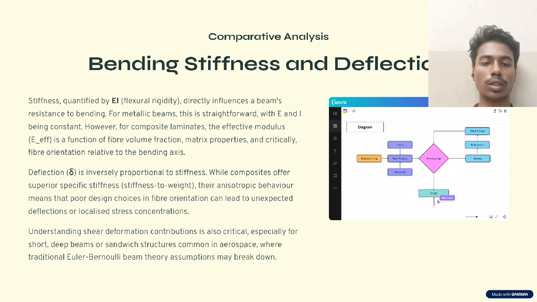Deflection is inversely proportional to the stiffness. Composites generally provide better specific stiffness, that is, stiffness relative to weight, but a poor design choice can cause large deflection or strength issues, which can be dangerous in aerospace structures. It is highly important to consider both bending and shear deformation, especially since sandwich-type composite beams are used in aircraft.